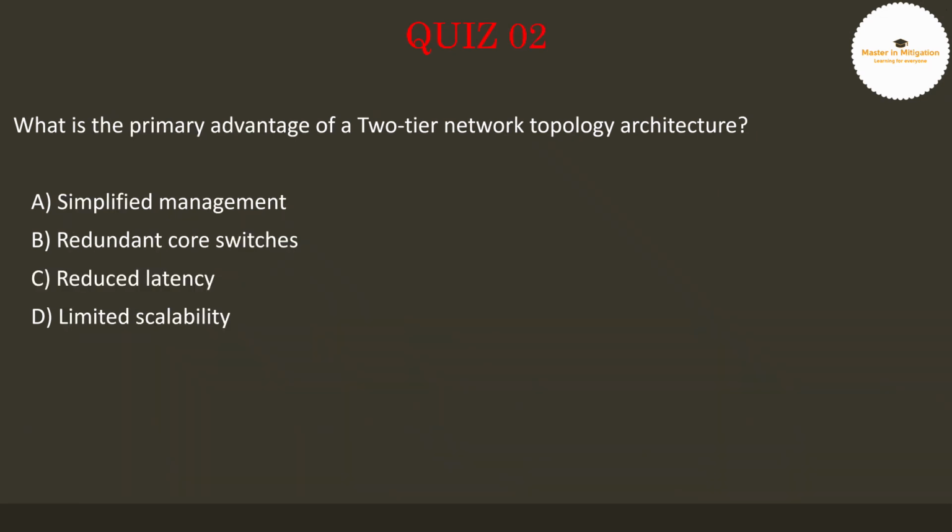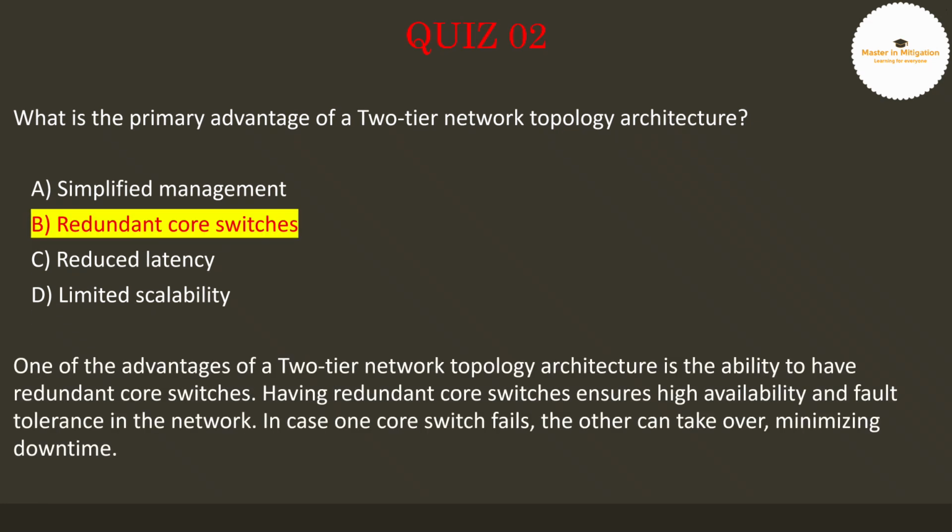Okay, let's go to question 2. What is the primary advantage of a two-tier network topology architecture? Pause the video now to select the best answer. Okay, the answer is B. Redundant core switches. One of the advantages of a two-tier network topology architecture is the ability to have redundant core switches. Having redundant core switches ensures high availability and fault tolerance in the network. In case one core switch fails, the other can take over, minimizing downtime. Let's proceed to the next question.